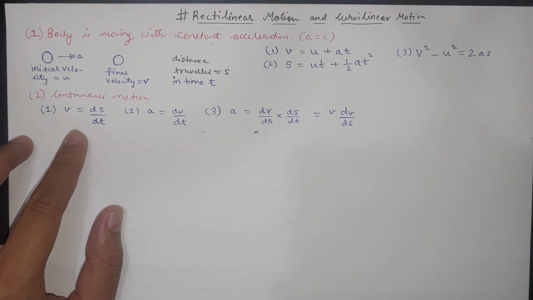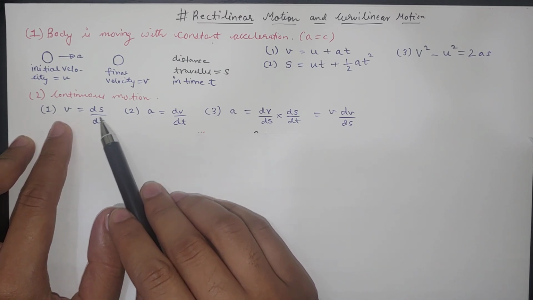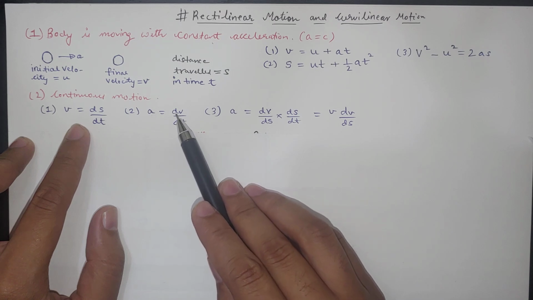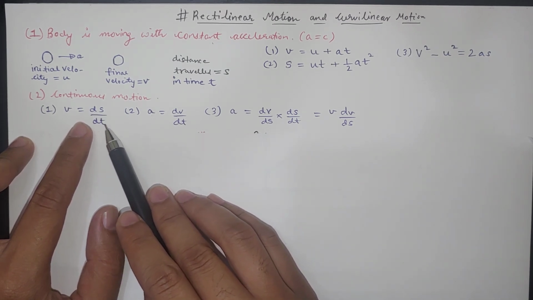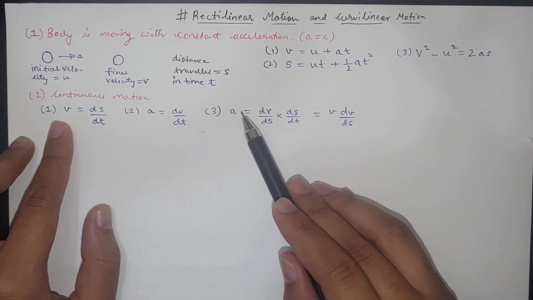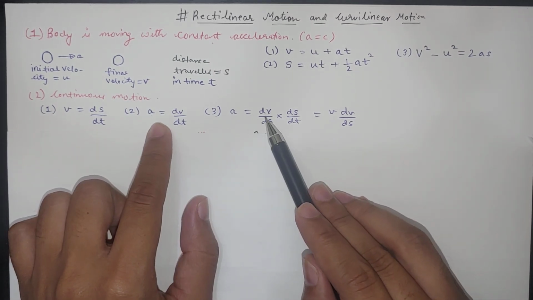Now if the body is moving continuously, and the v, s and acceleration, these three are given as a function of time, then we have to use these differential equations where velocity will be ds by dt, acceleration will be equal to dv by dt. Here it simply means change in distance upon change in time for v, and for acceleration it is change in velocity upon change in time.